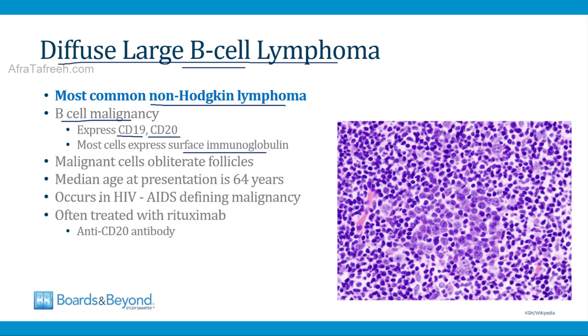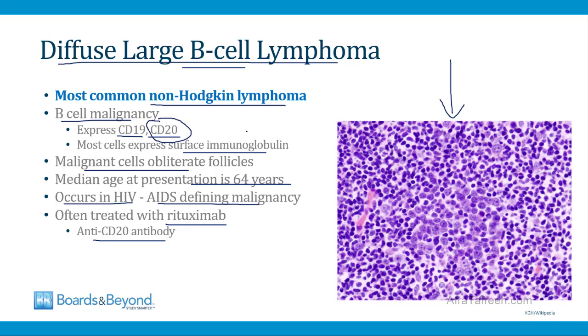In diffuse large B-cell lymphoma, the malignant cells obliterate the follicles, so you lose that normal lymph node architecture and just see a large collection of cells in the node. In general, this is a disorder of older patients. The median age at presentation is 64 years. You should also be aware that this occurs in patients with HIV, and it's an AIDS-defining malignancy. When the immune system is severely compromised, it makes this form of lymphoma more likely. The treatment of diffuse large B-cell lymphoma is an advanced topic, but you should be aware that the treatment often involves rituximab. This is a drug that is an anti-CD20 antibody, so it targets malignant B cells with CD20 on their surface.